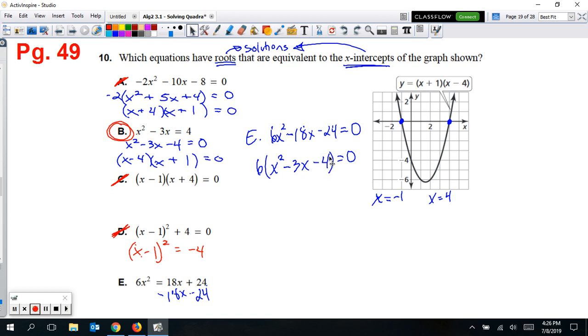Again, two numbers that multiply to give us 4, that subtract to give us 3. That's going to end up being 4 and 1. And the bigger one is going to get negative. So x minus 4, x plus 1, is it the same? And it is. It matches these two. It's going to match these two solutions as well. So yes, E is another one that has the same solutions. So B and E were the ones that were equivalent to the x-intercepts of this graph here. All right, we have just one more to do, and then we'll be done with this lesson.